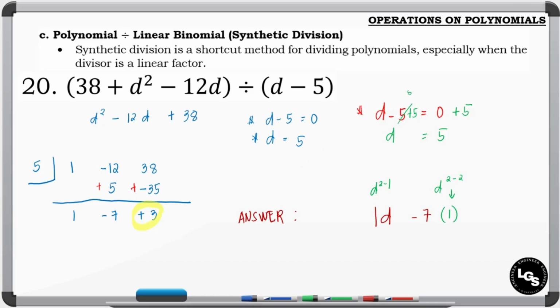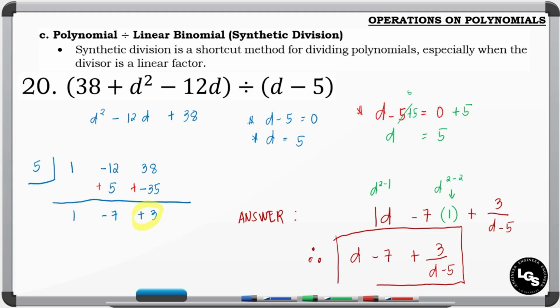Then of course the remainder, which is 3. So that is positive 3 over, of course, the divisor. Do not forget the divisor. So for the final answer, because we have 1 as the coefficient, that is implied. So that will become d minus 7 plus 3 over d minus 5. So that is how we write the final answer using synthetic division.